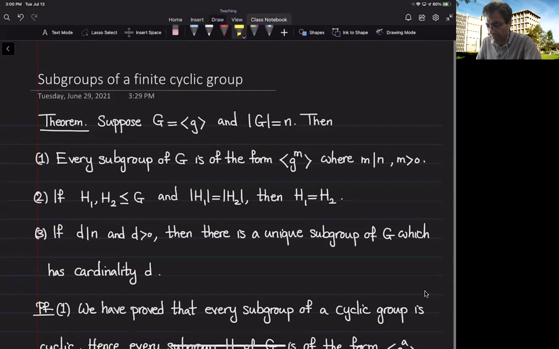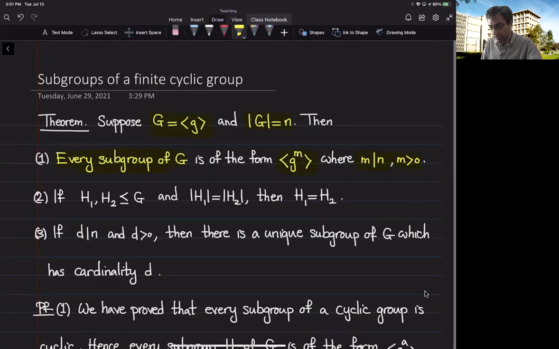So suppose I give you a cyclic group generated by g, and I tell you that it has n elements. Then every subgroup of G is of the form a cyclic group generated by g to the m, where m is a positive divisor of the cardinality of the group. So every positive divisor of n gives us a subgroup.